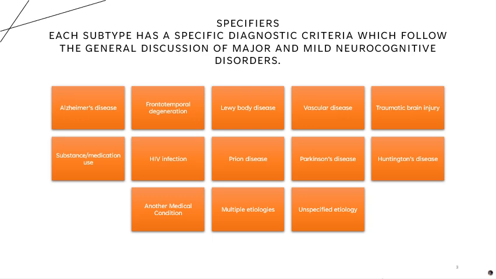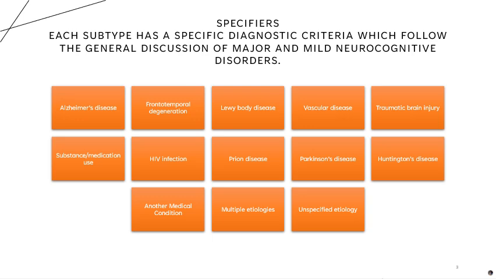Once it is established that a person has a major or mild neurocognitive disorder, the next step for the clinician is to determine the most likely etiologies. The etiology can be determined based on a combination of symptoms, time course, cognitive domains involved, and associated medical or neurological conditions.